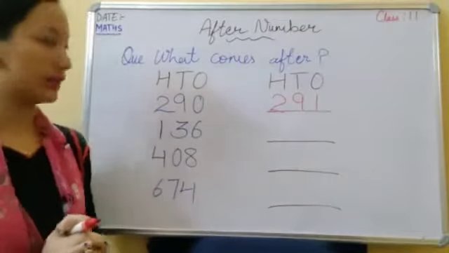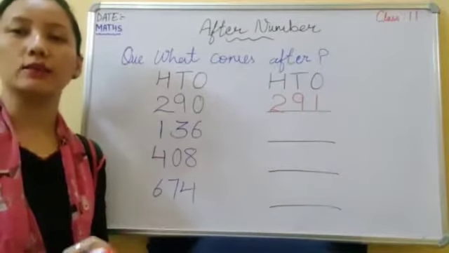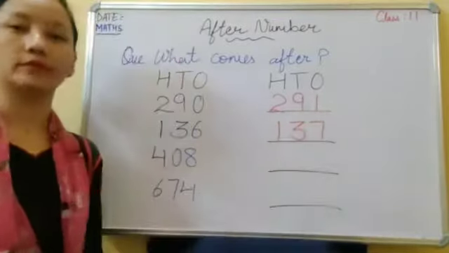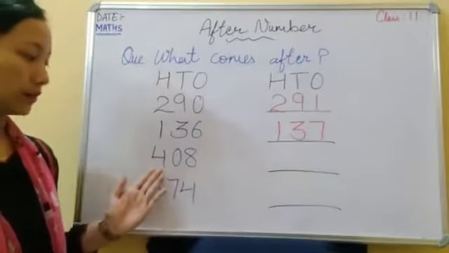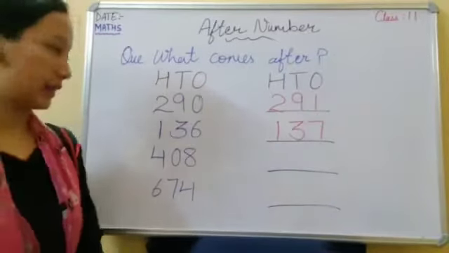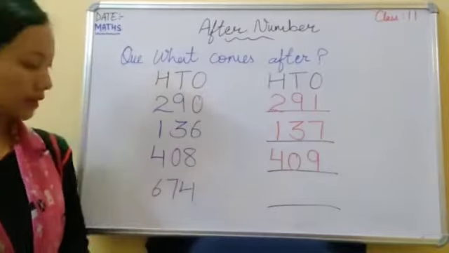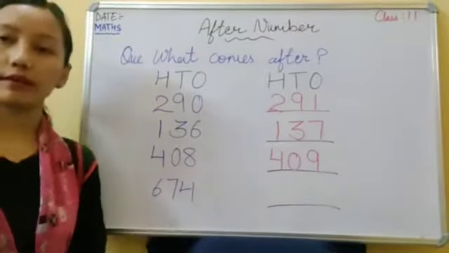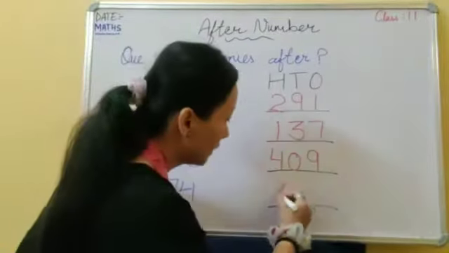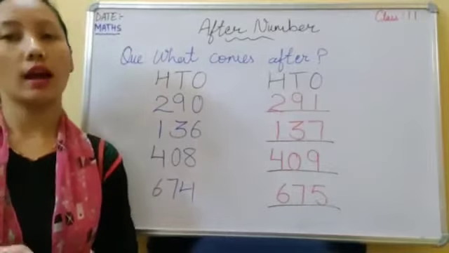Okay students? Next, now tell me, what comes after 136? Yes, 137. So right, 137. Very good. Next, tell me, what comes after 408? Yes, 409. Alright, 409. Very good. Next, what comes after 674? Yes, 675. Alright, 675. So students, this is your after number.